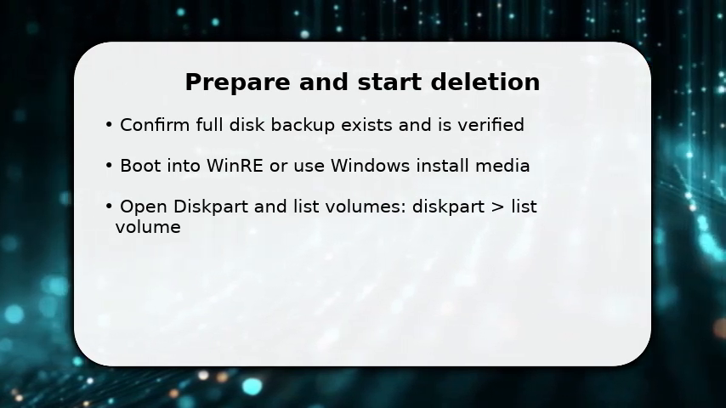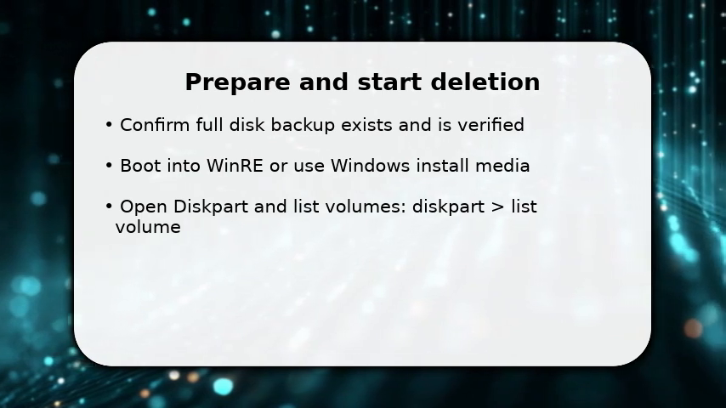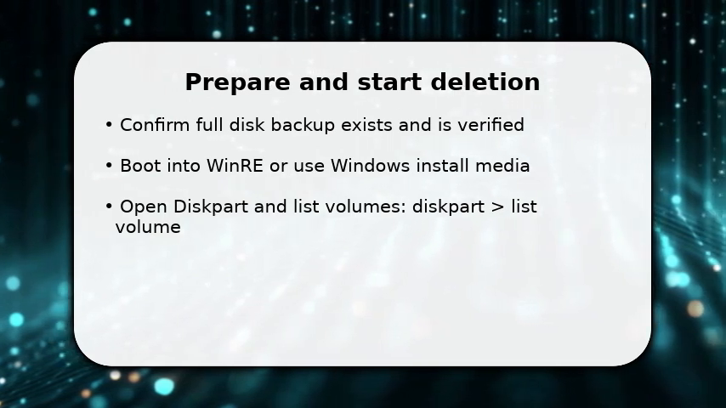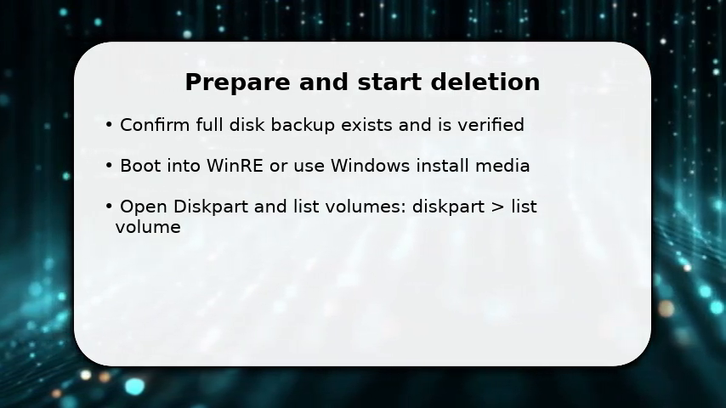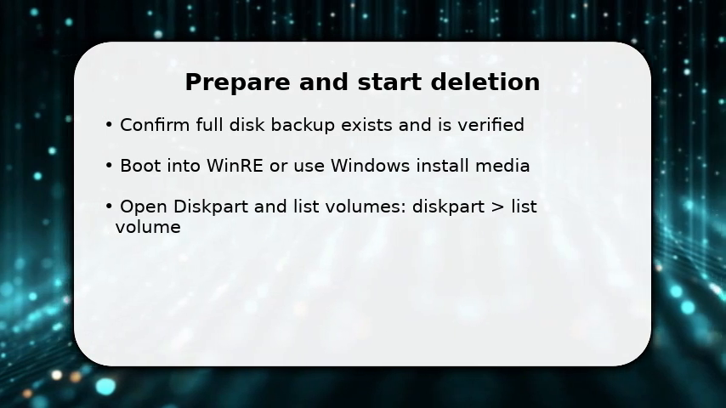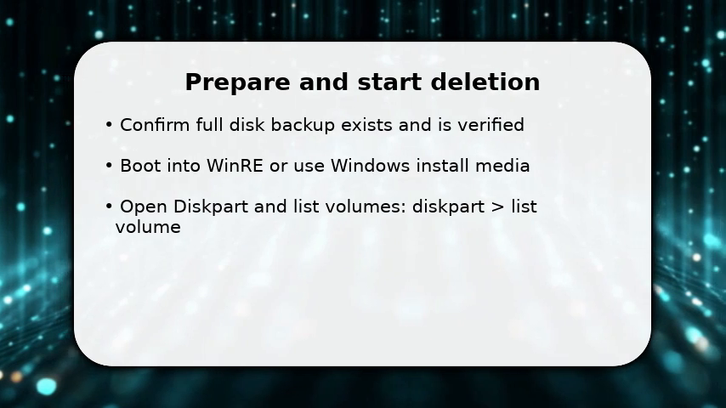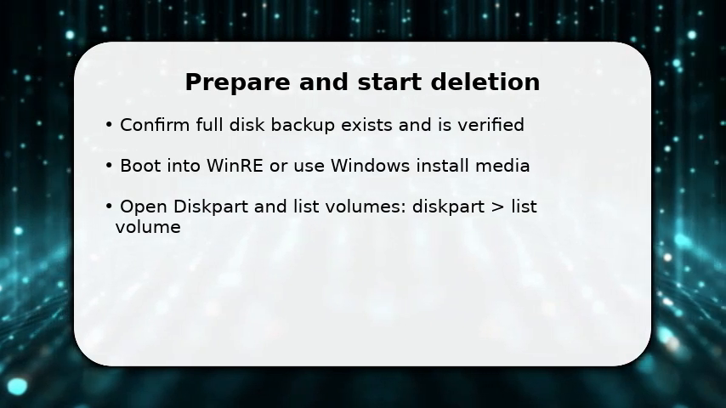Make sure to run command prompt, type diskpart, and then list volume to identify target volumes. You must note the exact volume number or drive letter. This avoids accidental deletion. Now you're ready for targeted removal steps. Proceed only if the backup is confirmed and the correct disk is identified.